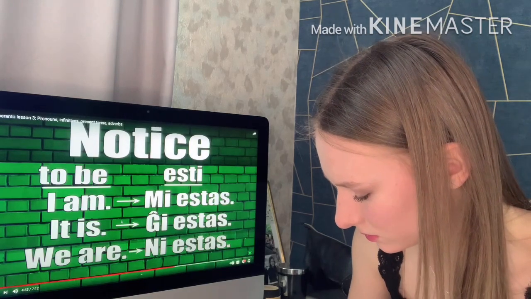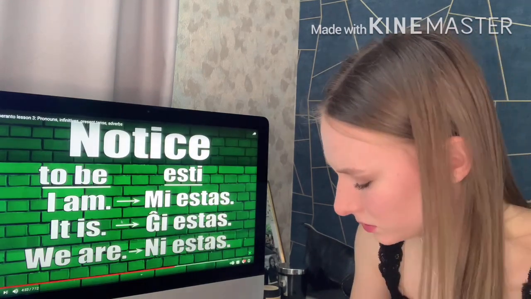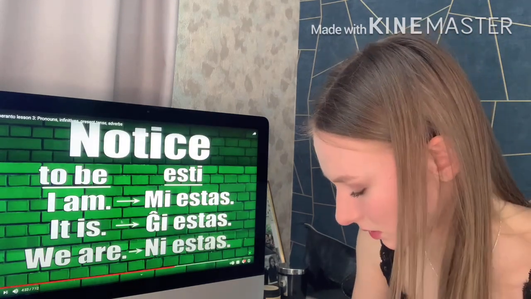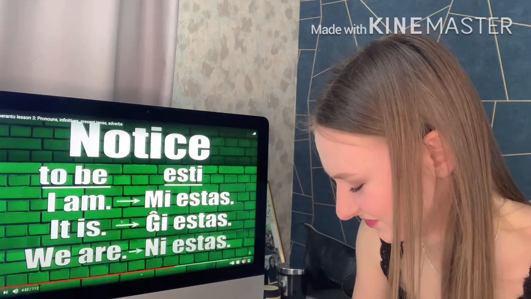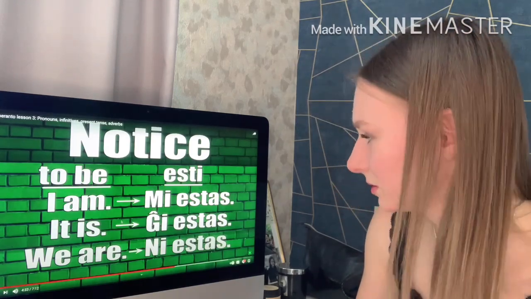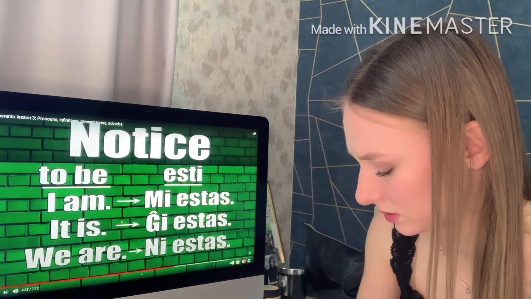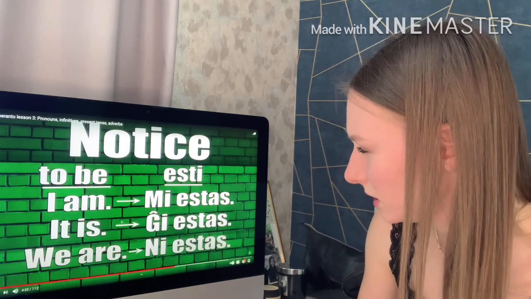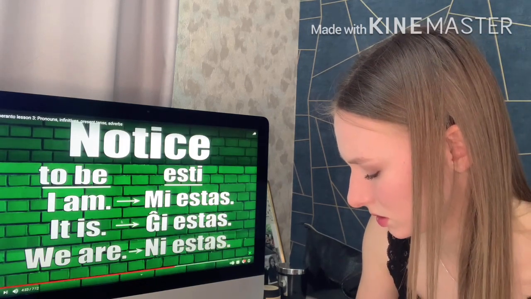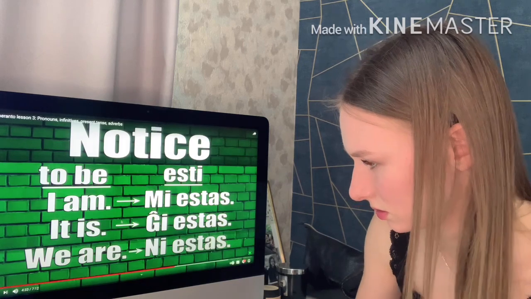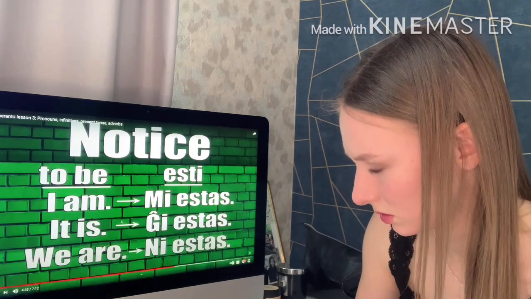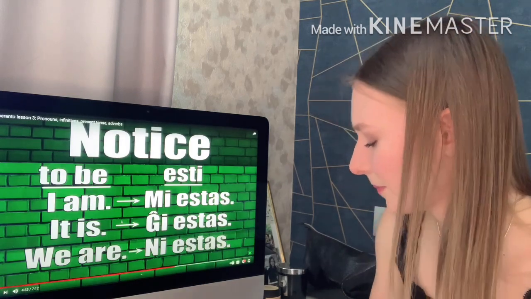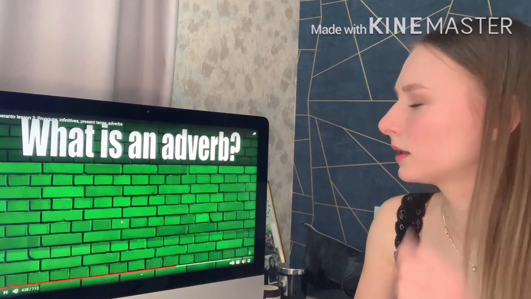Okay. It's easy, but I will take notes because I have a bad memory. I am, mi estas, it is, ĝi estas, we are, ni estas. Okay. Now we can talk about adverbs.